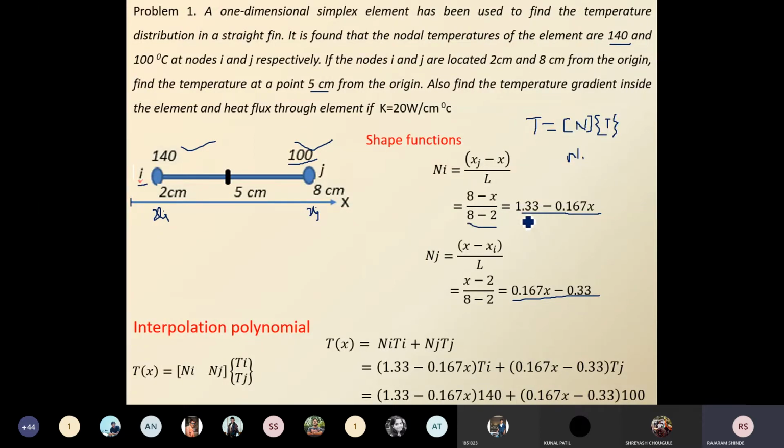One thing I want to tell you here. I have already told you about shape functions, whether shape functions are correct or wrong, that we can check. How we can check? Here, if you calculate the value of Ni at node number I, if you put x equal to the coordinate of node I, what is the answer? When we put x is equal to 2 here, not 1, 2. That is the shape function at node number I.